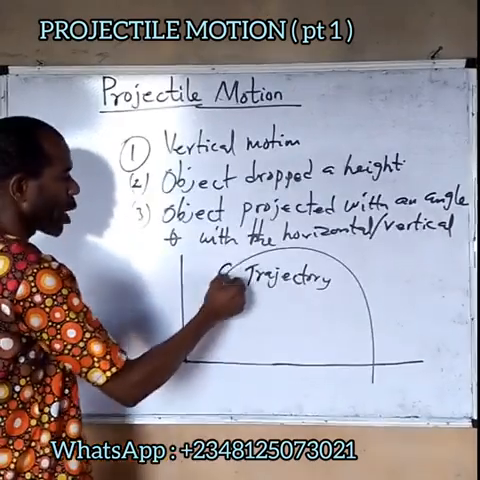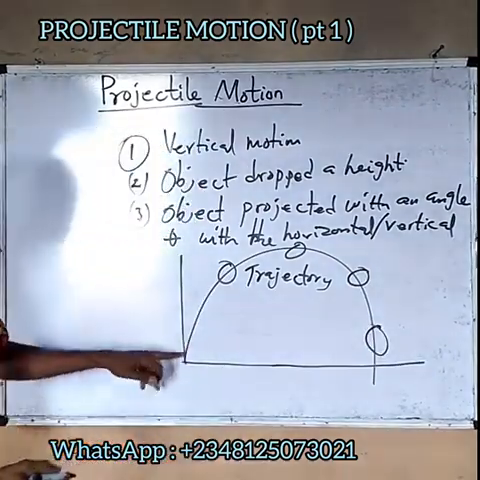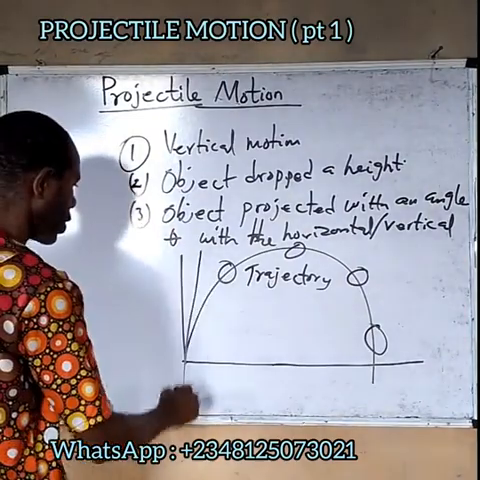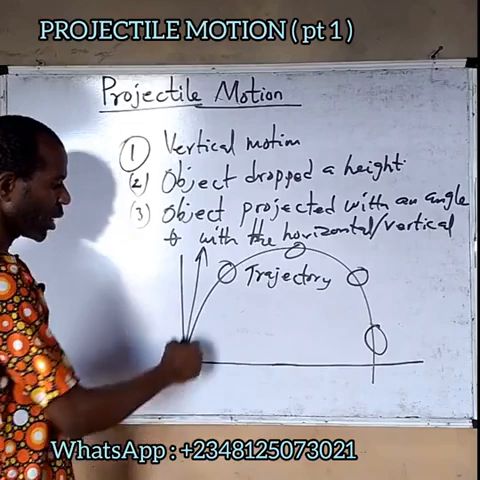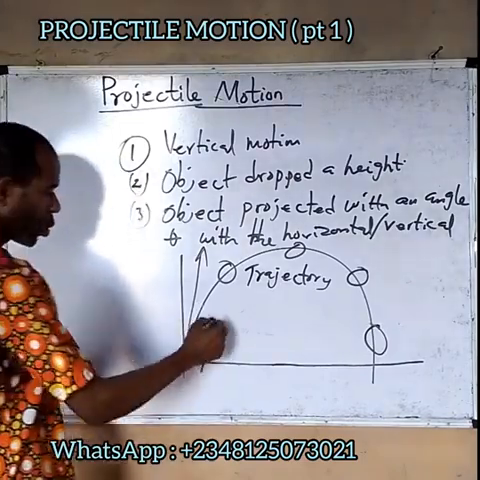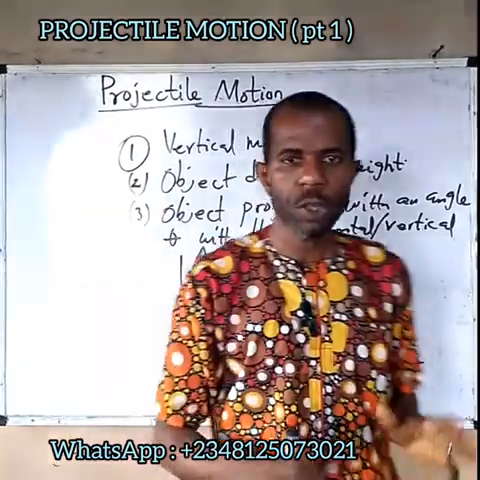The object moves from here, and it moves. And what we are seeing here is case 3. The object is projected with an initial velocity here, which is tangential to this path, projected with the horizontal. This is your theta.